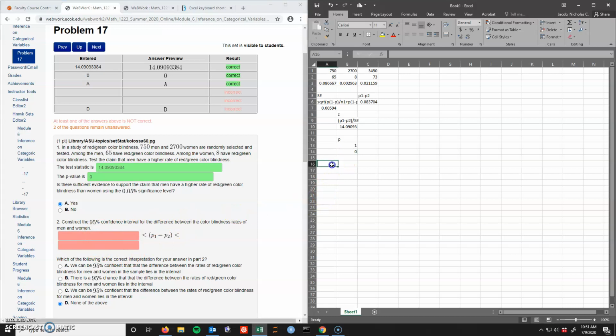So I want to construct a confidence interval for the difference between the color blindness of men and women. All right, so this is the trickiest part here. So before, when we did confidence intervals, we would just do our SE times our Z star. Let me write it out, times our Z star.